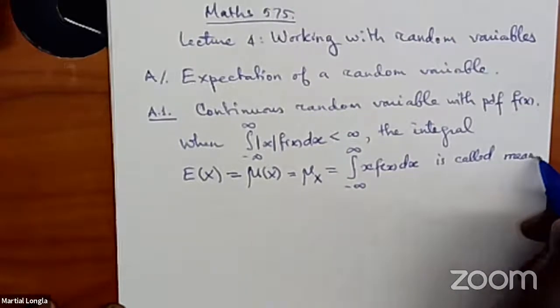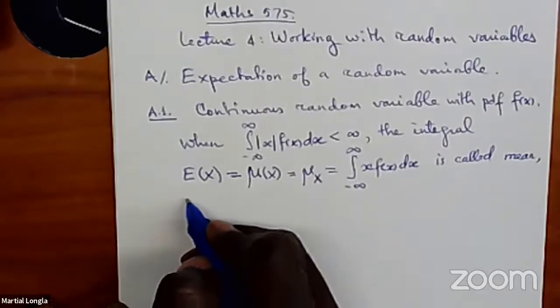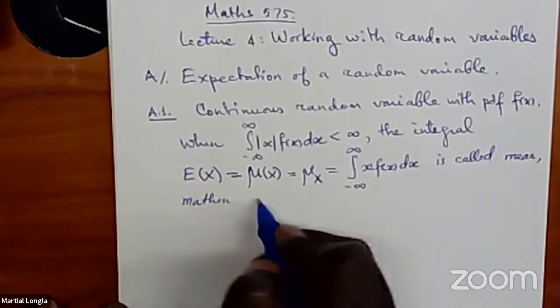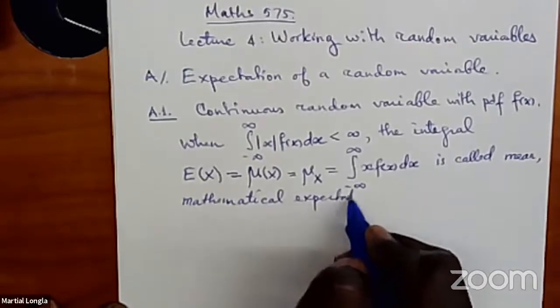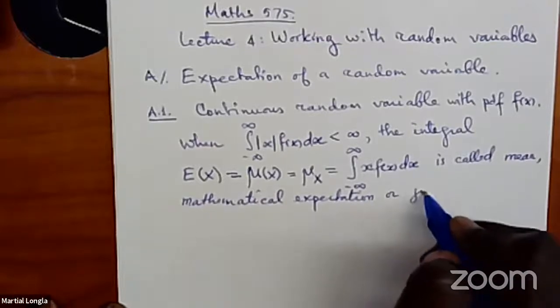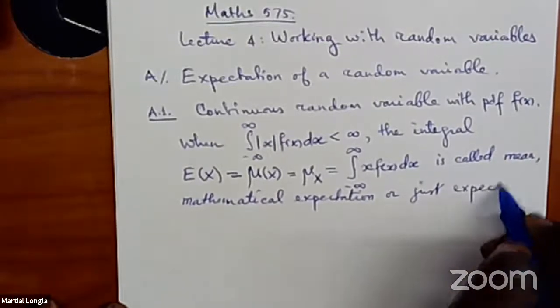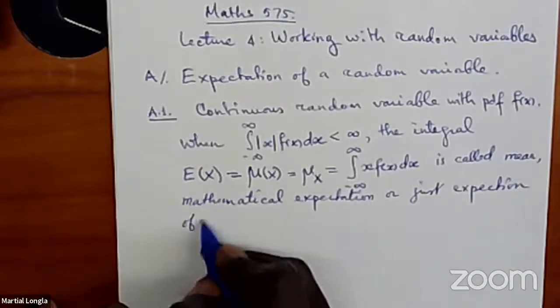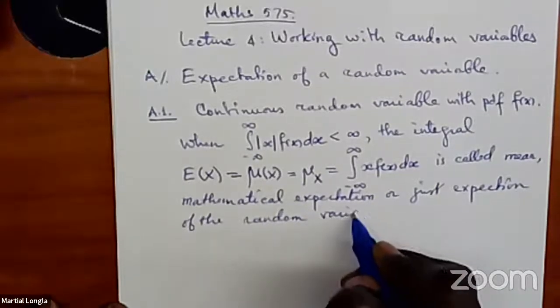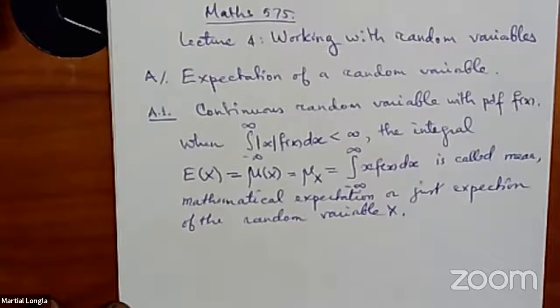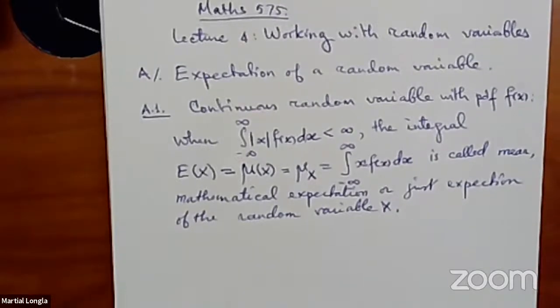mean mathematical expectation, or just expectation of the random variable x. So you can see in different books, different names for that. You can see it as mean of x, mathematical expectation of x, or just the expectation of x.